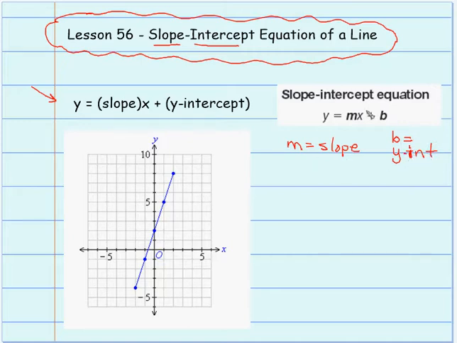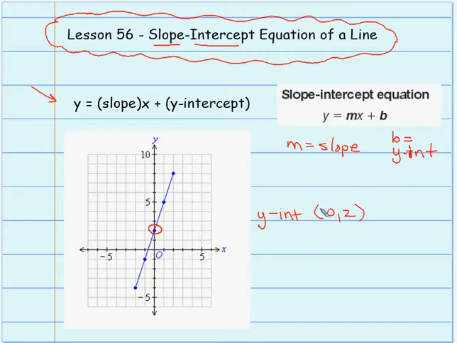Okay, now y-intercept is exactly what it means. It's intercepting. The line is going to intercept the y-axis. So we need to find the point that that line intercepts the y-axis. And in this example here, we are intercepting right there. So that point is 0, 2. So our y-intercept is the point 0, 2.